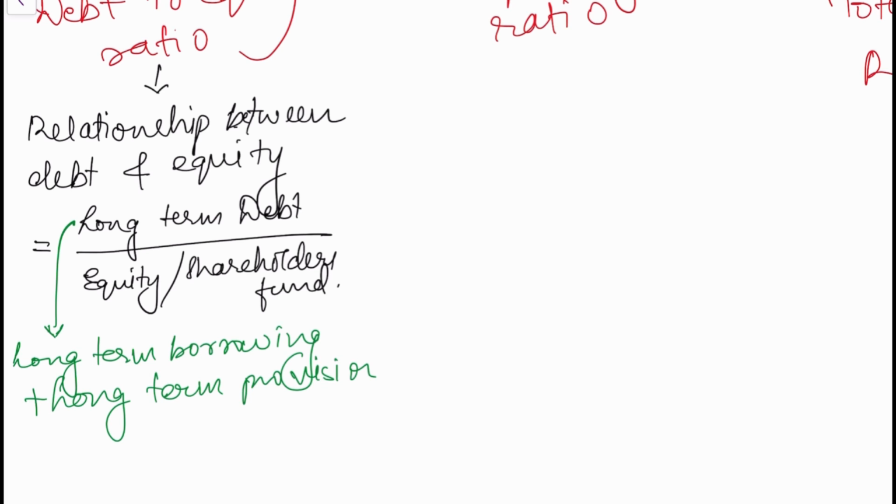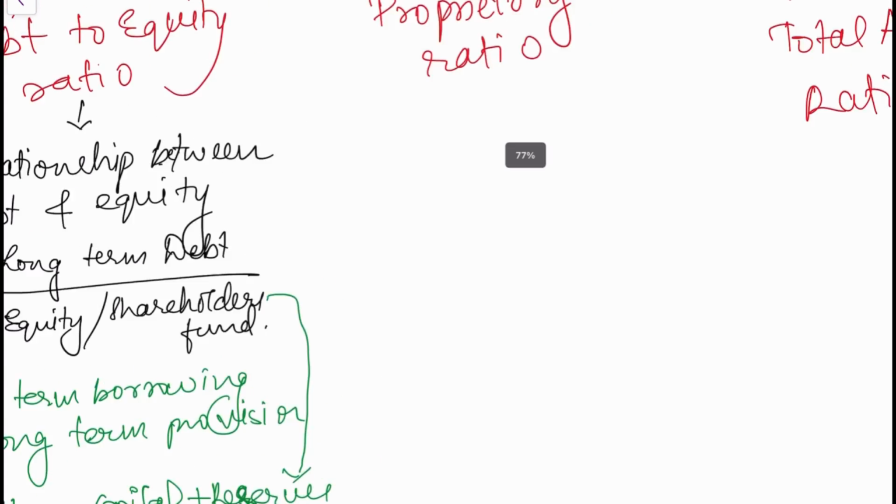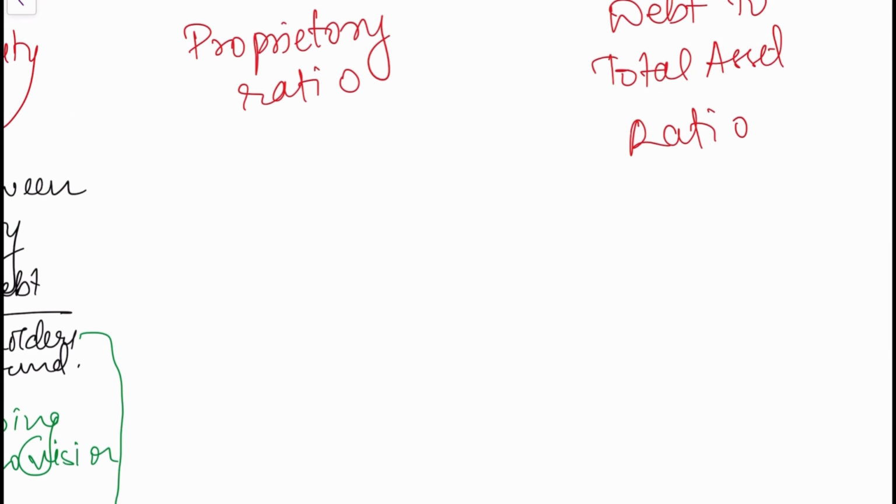Therefore the formula is long term debt divided by equity or shareholders fund. Long term debt includes long term borrowings and long term provision, and shareholders fund includes share capital and reserves and surplus.